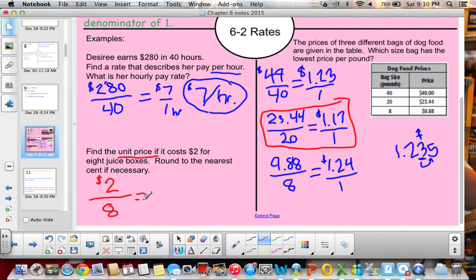So it's $2 for 8 juice boxes. And I know that I divide everything by 8. So 8 divided by 8 is 1. So I know that my denominator in my new fraction is always going to be 1. And then 2/8, so I know that 2/8 is the same as 1/4. And 1/4 is 0.25.